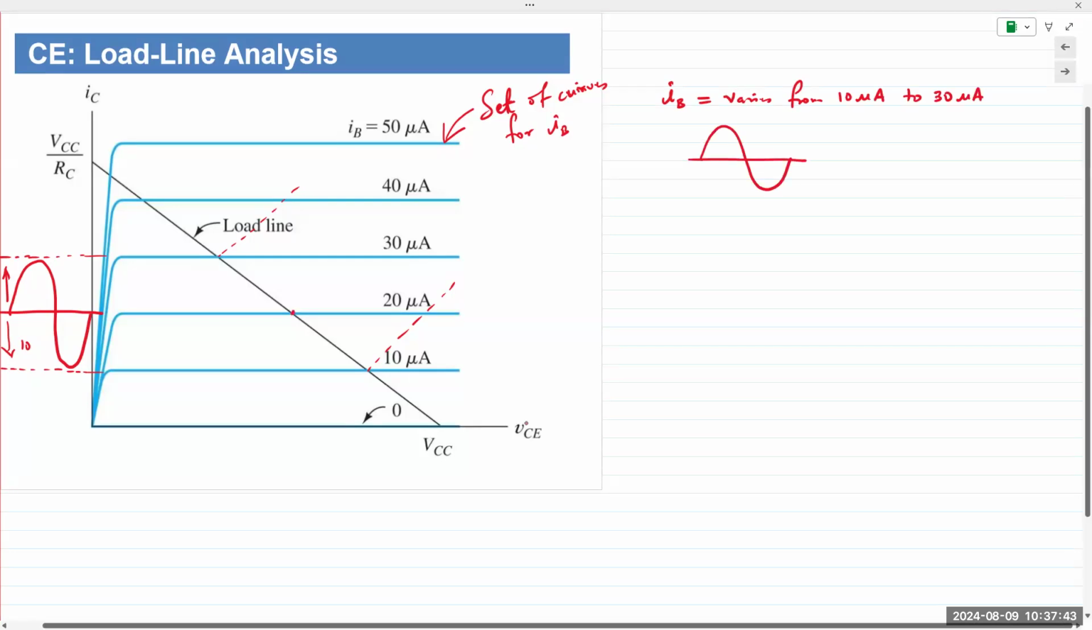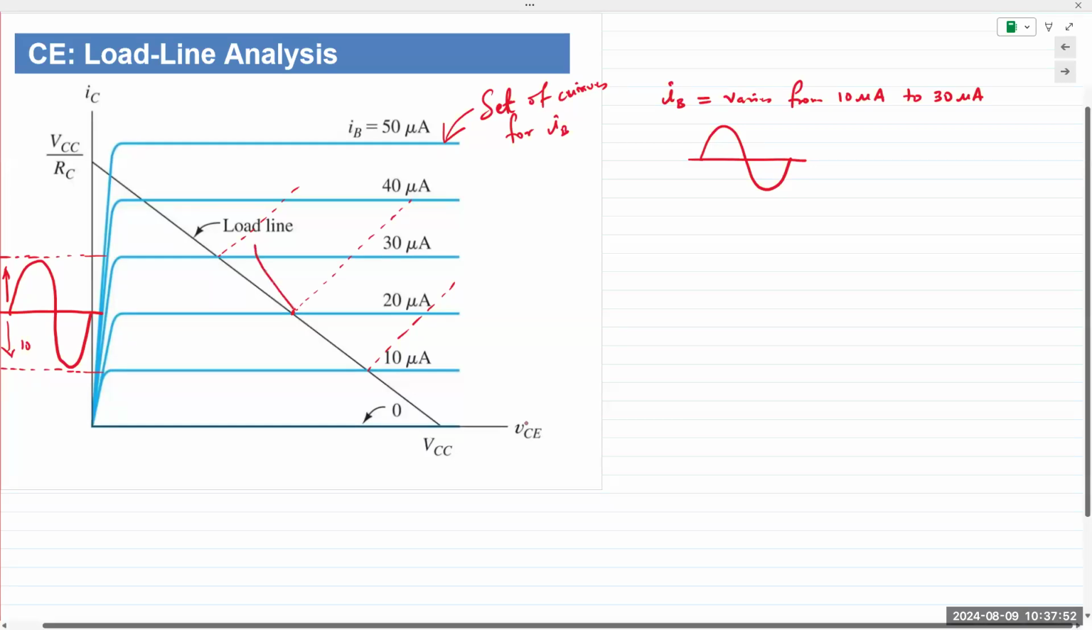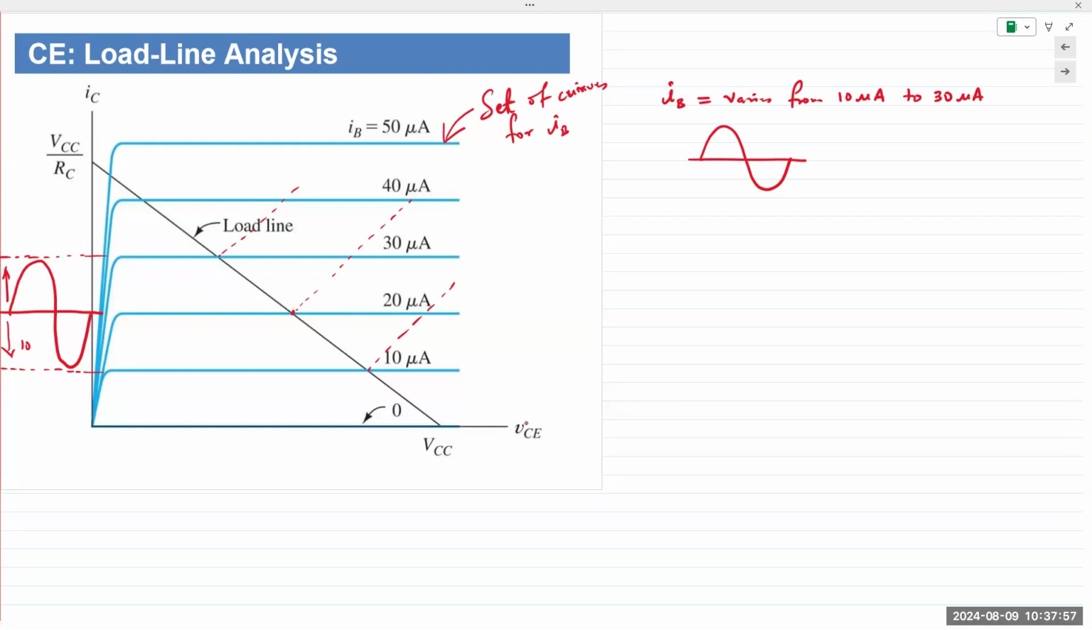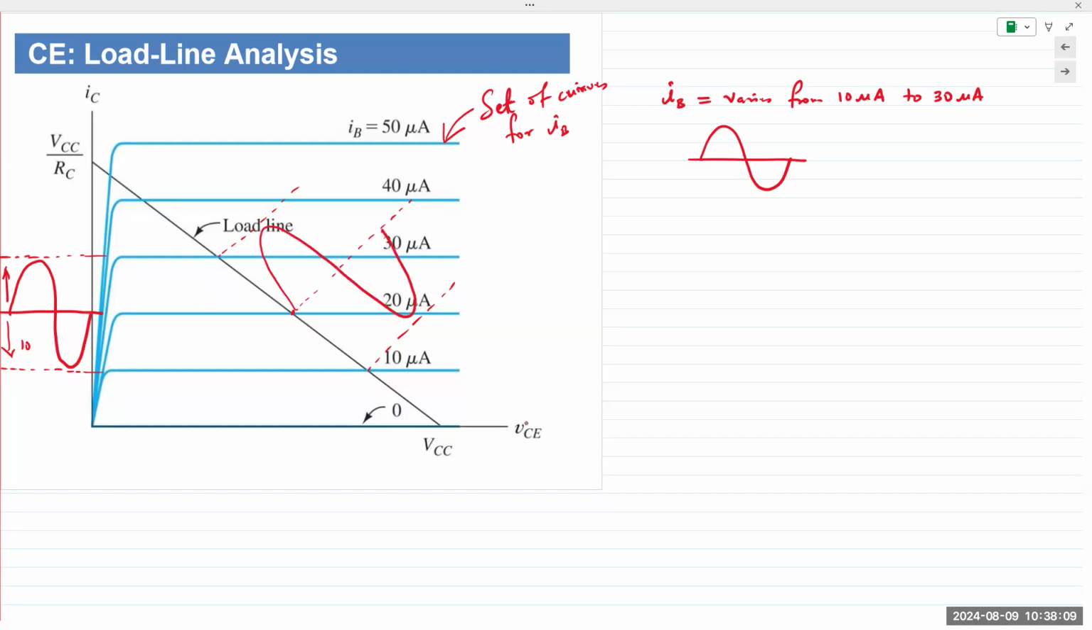If we fix our operating point here, then the input signal that is being applied is actually moving the operating point above and below the standard DC biased operating point. So if you're applying an input signal, it is going to move the operating point above and below the DC biased operating point.